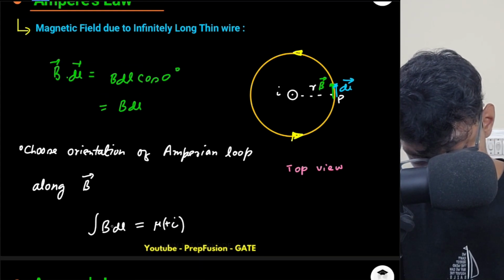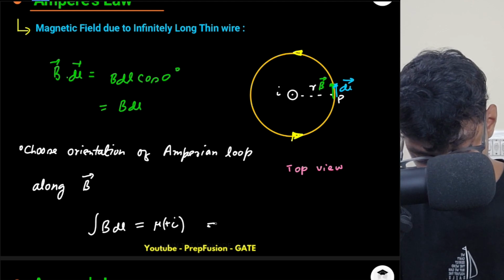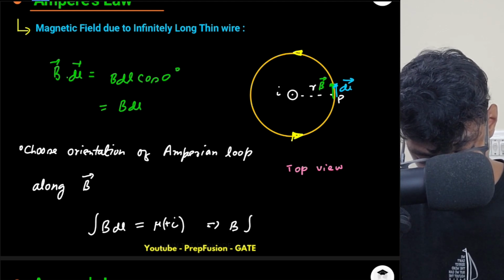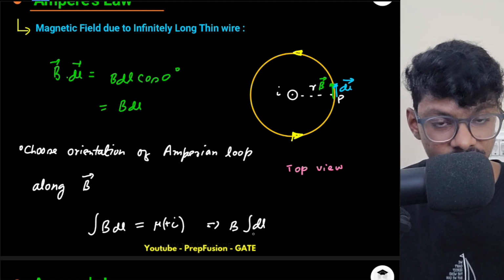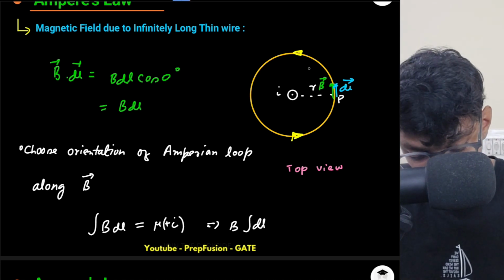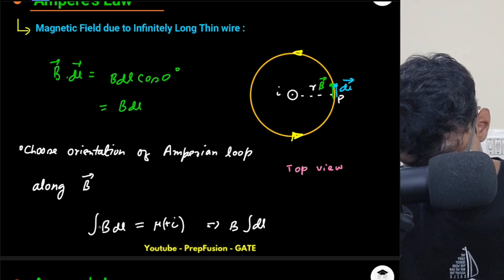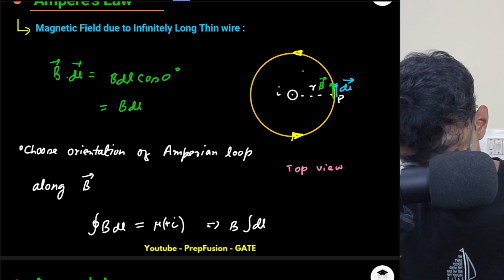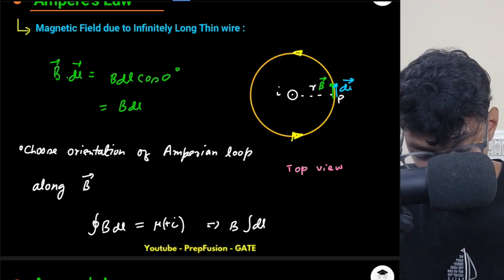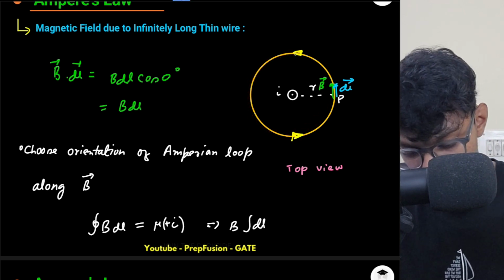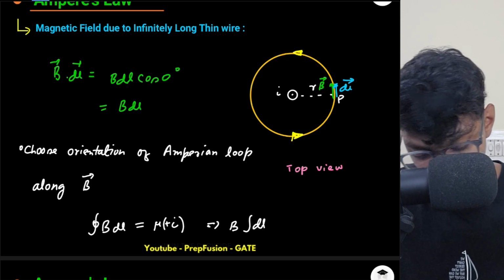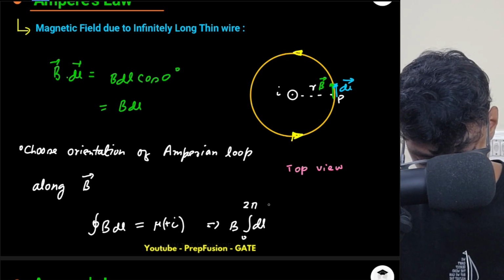And B is constant, so I can take B outside. I know B is uniform, so I can take it outside, and this will be integration of dl, throughout this whole Amperian loop. This is the closed integration of this Ampere curve. So L will go from 0 to 2 pi r. Correct? 0 to 2 pi r. That is the whole integration of dl.